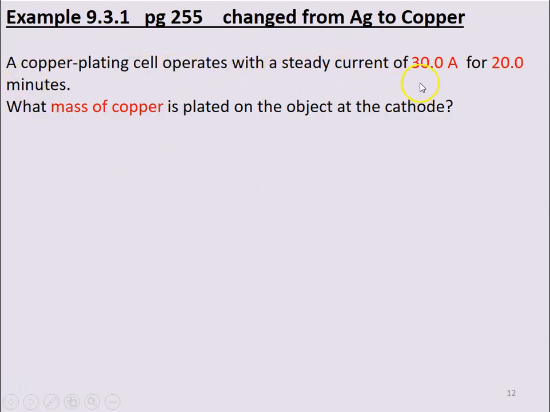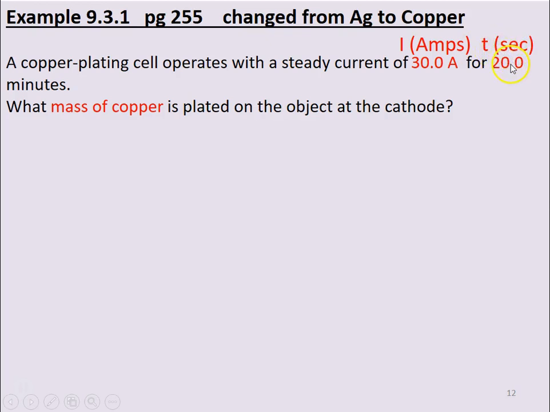So this is the first example. If you write this out, highlight the information that's useful. So we've got a copper plating, so it's electrolysis, a steady current of 30 amps for 20 minutes. The question is, what mass of copper is plated on the object? So when you're reading your questions, write around the question what type of information it is. So use the symbol from your equations. So you've got current here, amps, and you've got time.